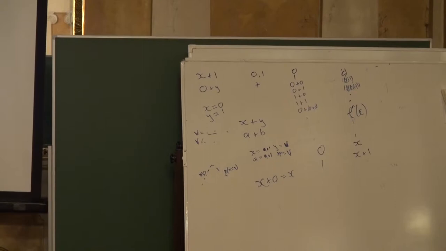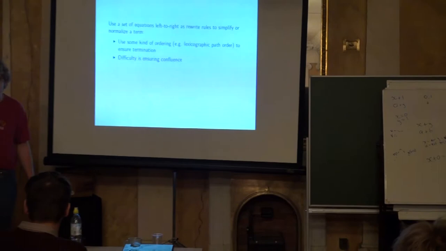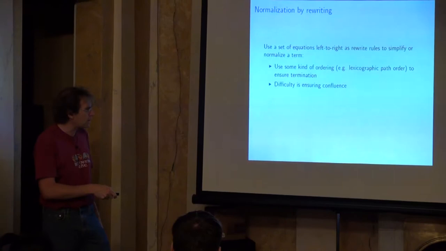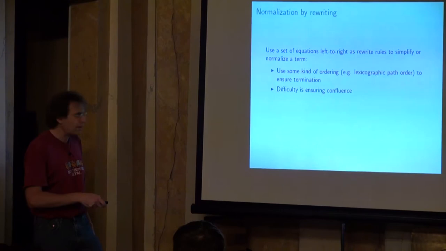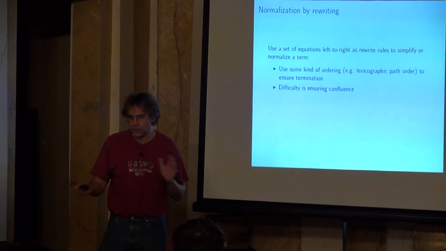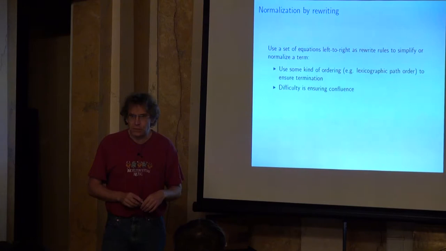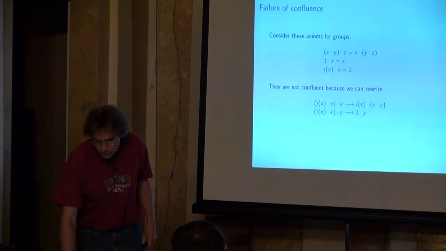There are certain difficult things like x plus y equals y plus x, which a priori you can just keep applying over and over and over again. But if you have terms that can be ordered in some way, where in some sense the right-hand side is simpler than the left-hand side, then it's relatively easy to ensure that rewriting will always terminate. What's more difficult is to ensure what is called confluence. In other words, that you get consistent results from rewriting in different ways.